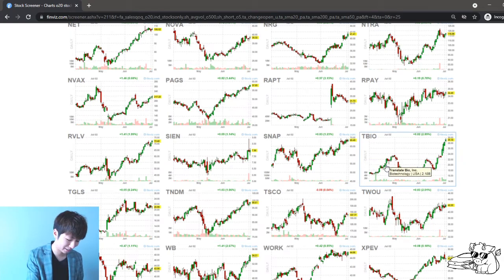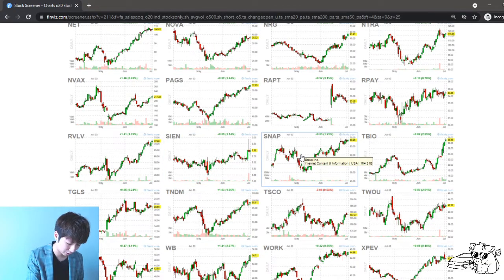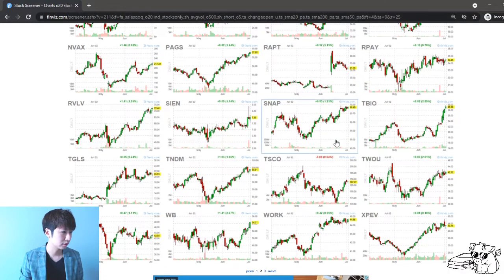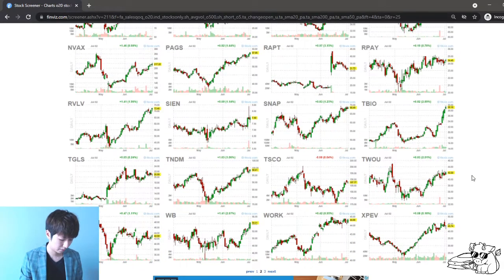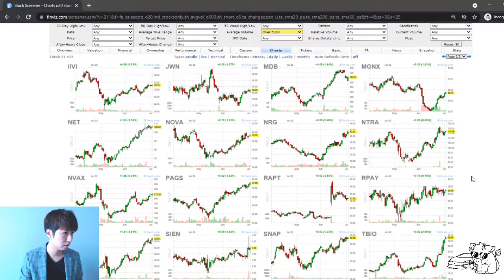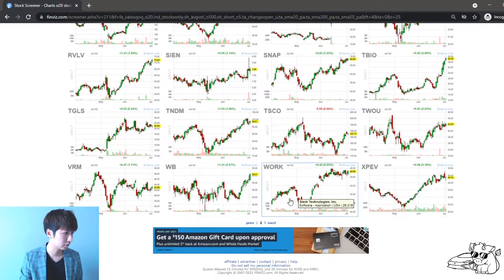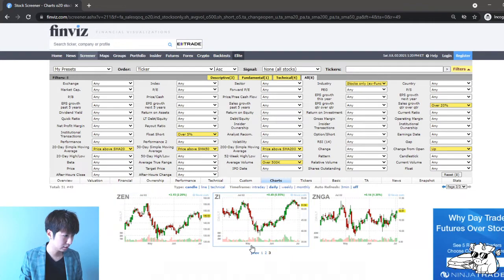Let's take a look at SIEN. SIEN looks very interesting, right? Crazy move. Snapchat, we're also gonna look at Snapchat. Snapchat looks interesting, SNAP, as you guys can see. And yeah, let's go to the next page. I think that's it from this page. We're gonna go to the last page. There's only 3, yeah, that's what I thought.